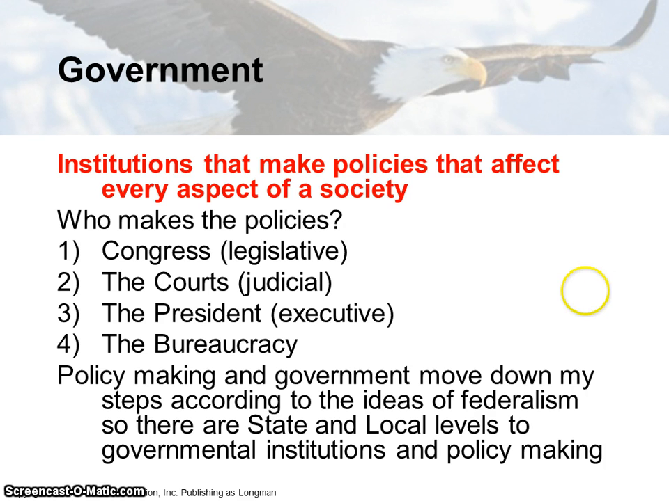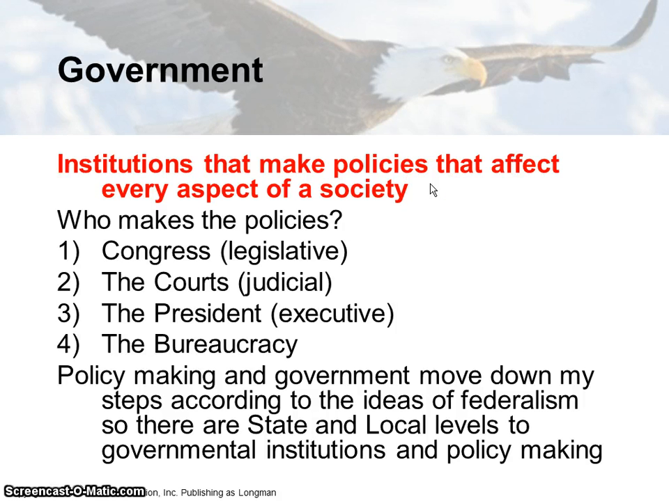Government, first and foremost, is the institutions that make policies that affect every aspect of a society. What's tough for us right now is we don't fully understand what a policy is or what institutions are. But I can tell you this much: the people, or at least bodies of people that help make policy, are Congress, the court system, the president or the executive branch, and the bureaucracy. These would be the institutions, and what they're doing, policy, is the rules that we live by.